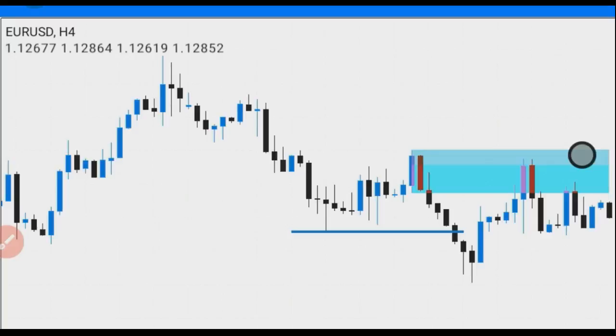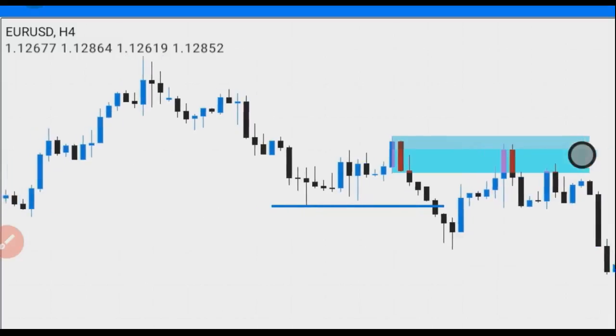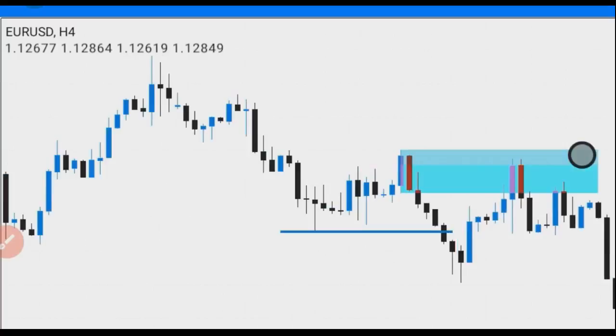Number 3, that break of structure must be with a candle body close, not a wick, not a candle wick. Must be with a candle body close. That's what we consider here at Order Blocks Trading Group as a break of structure.